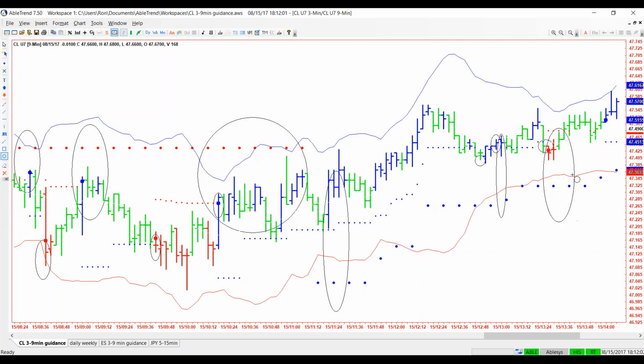No short trade here. Red and blue dots together. No trade. Never go short if there's blue dots below. We never buy if there's red dots above. That's all it is. It's quite simple. Let all the complex calculations and the algorithm going on behind the scenes, let Able Trend do all of that.